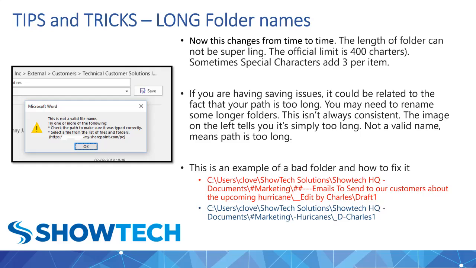So that's a conversation that you have to have with your team. So for now, maybe you save that to your desktop, you save it somewhere else, because we need to talk about renaming that folder. And that's something you guys have to do. So in this case, I renamed that crazy folder to simply -hurricanes /D for drafts -Charles1. And as you can see, it's a whole lot shorter. And now I'm able to save that file. So just kind of be aware of that.